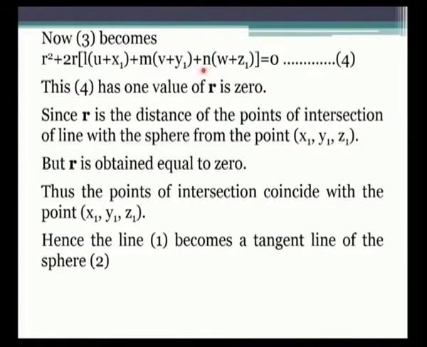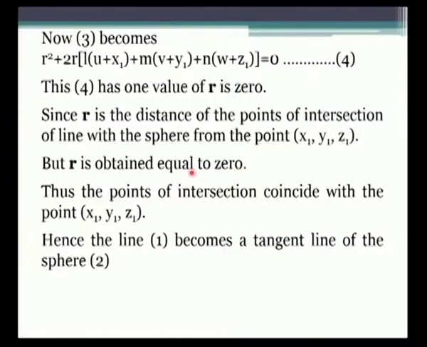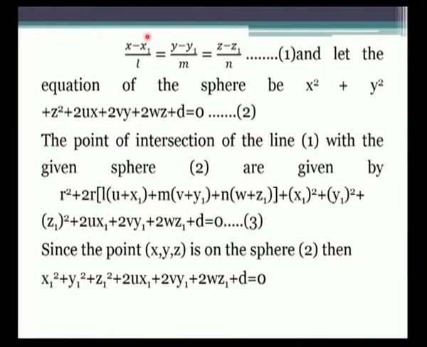This equation 4 has one value of r equal to 0. That means r has two values, and one value is 0. Since r is the distance of the points of intersection of the line with the sphere from the point x1, y1, z1, and r is obtained equal to 0, the point of intersection coincides with the point x1, y1, z1. Hence, the line represented by equation 1 becomes a tangent line of the sphere given by equation 2.